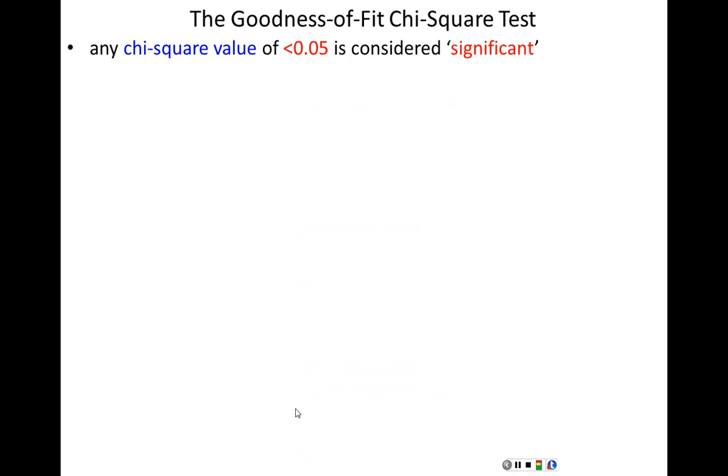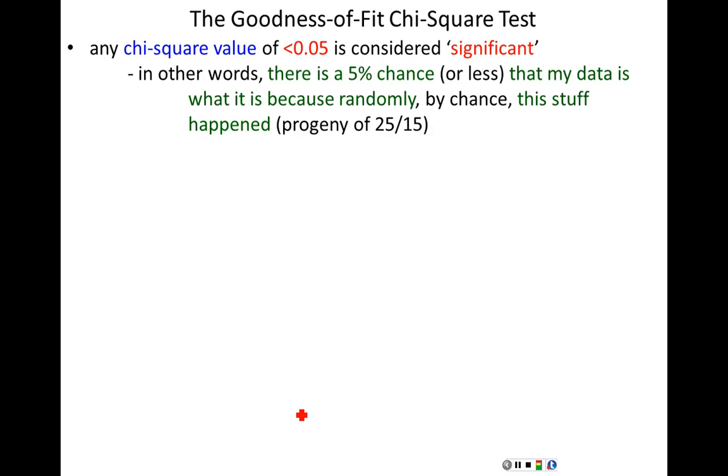So as a general rule, what we use as our cutoff for believable data is a chi-squared value of 0.05 or 5%. This is considered a significant or trustworthy data set, a significant or trustworthy result. This chi-squared value says, in other words, that there's a 5% chance or less that my data is what it is because of random chance. In other words, there's a 95% chance or more that my data is what it is because it matches my prediction. In other words, my hypothesis is correct.